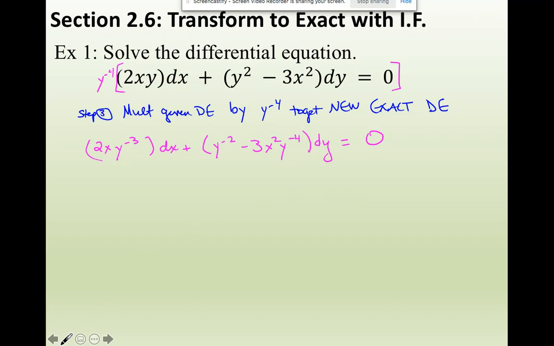So check. Is this exact? Did I do my math right? With respect to y, bring down the negative 3. Subtract 1 from the exponent. My new N, partial with respect to x, that term goes away. Bring down the 2. Y to the negative 4th is just a constant. Check.